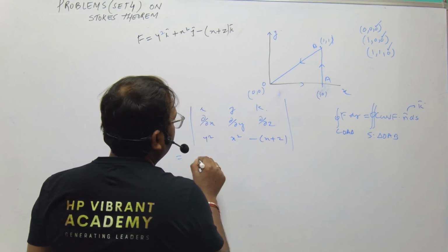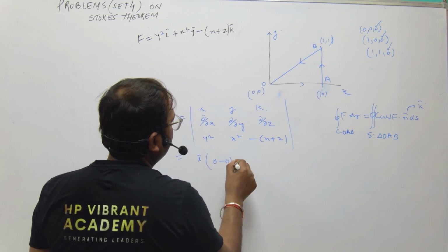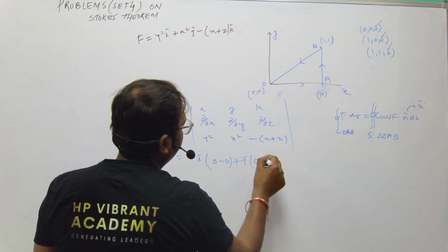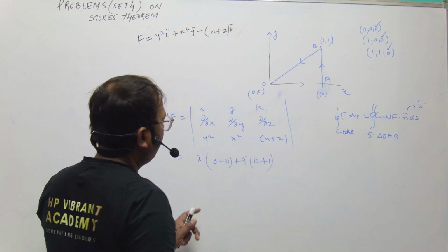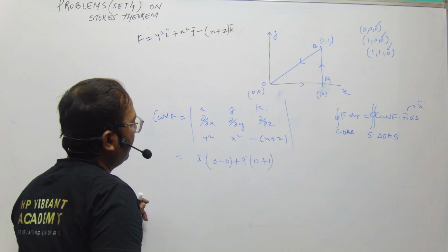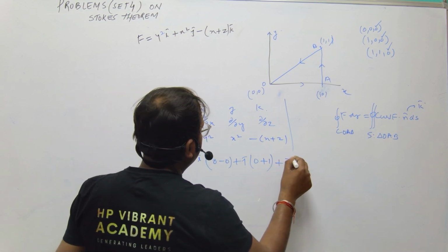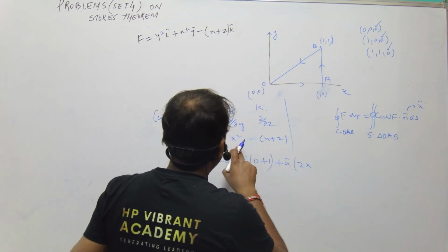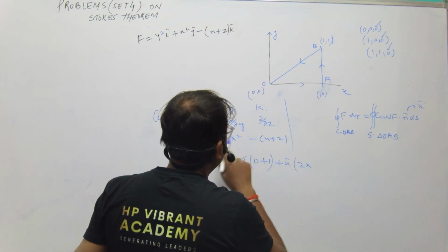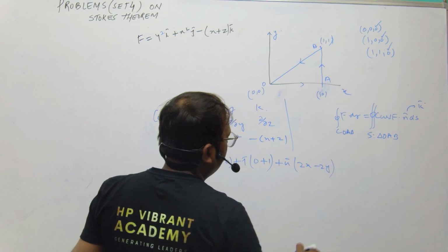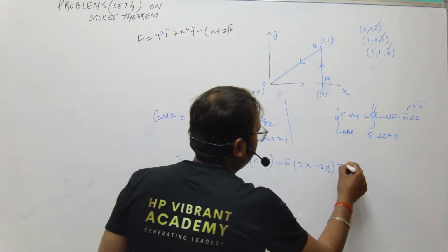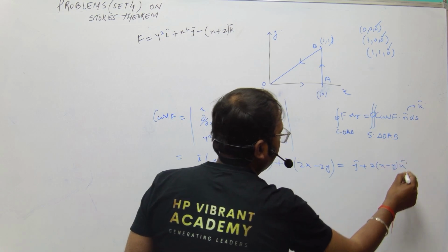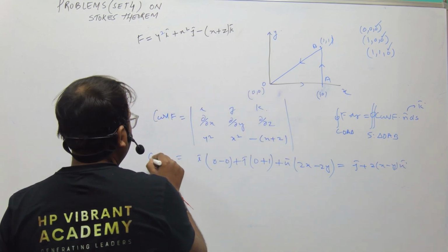So this is equal to i cap times 0 minus 0, plus j cap times 0 minus minus 1, which is plus 1, plus k cap times del upon del x of x square, which is 2x, minus 2y. So this is equal to j cap plus 2 times of x minus y k cap. This is the value of curl of f.